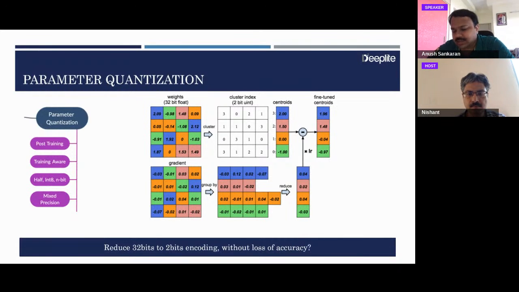And this is again a problem in research as of today, since the hardware doesn't support it, it's very difficult to put that into production.